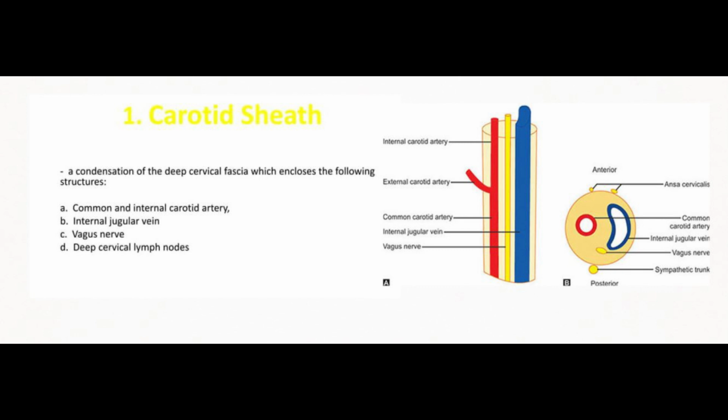So what are the contents of the carotid sheath? That is important. The contents are the common or internal carotid artery, internal jugular vein and vagus nerve; the sheath is thin over the vein. In the upper part of the sheath there are the 9th, 11th and 12th nerves also.